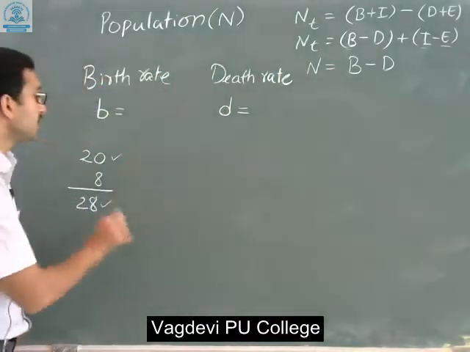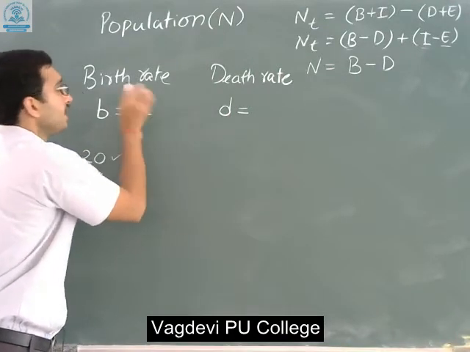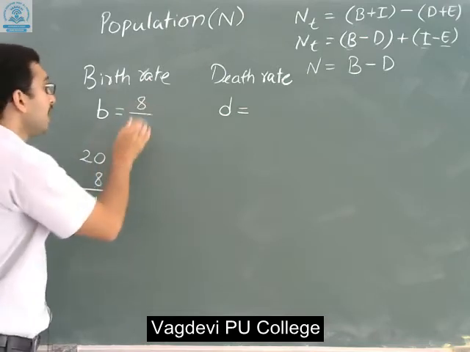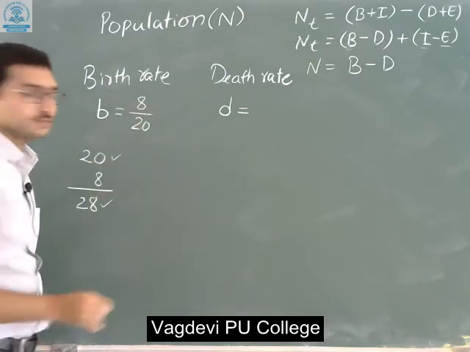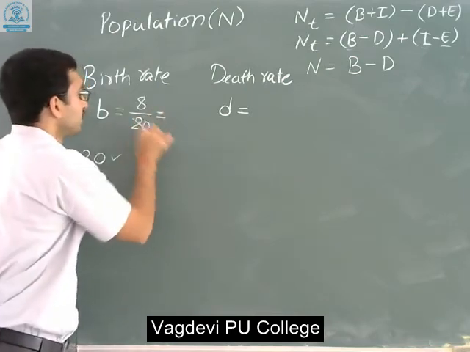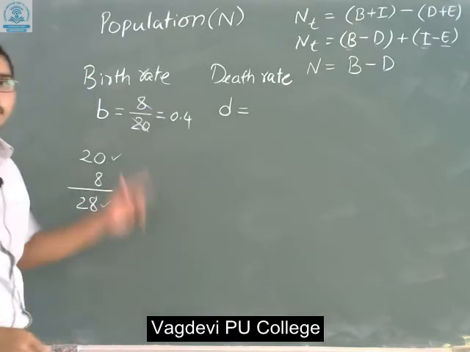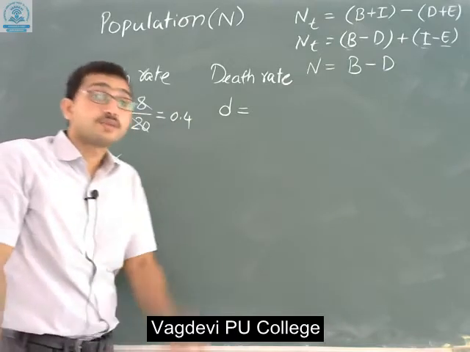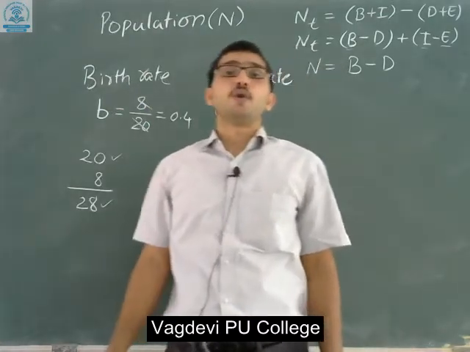By considering this, we have to mention first how many new individuals have been added, and divide by the previous population, that is 20. By dividing this, you get 0.4. This is the value of the birth rate, particularly of a closed pond of lotus.